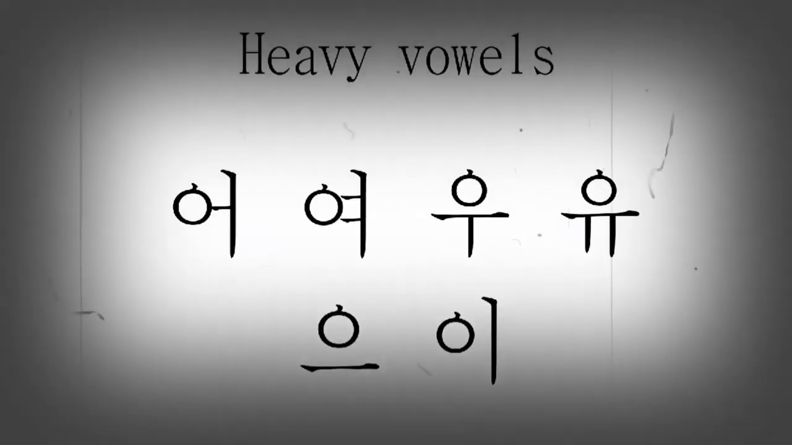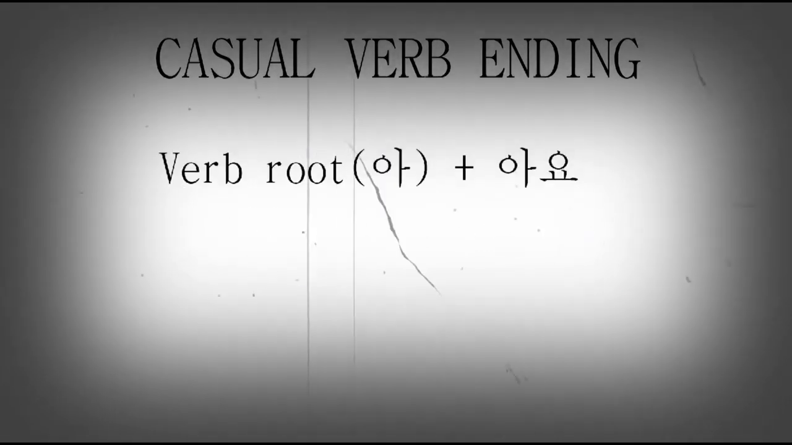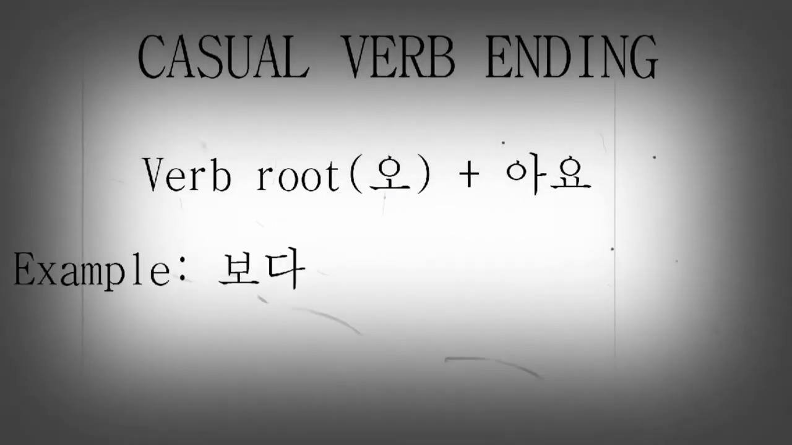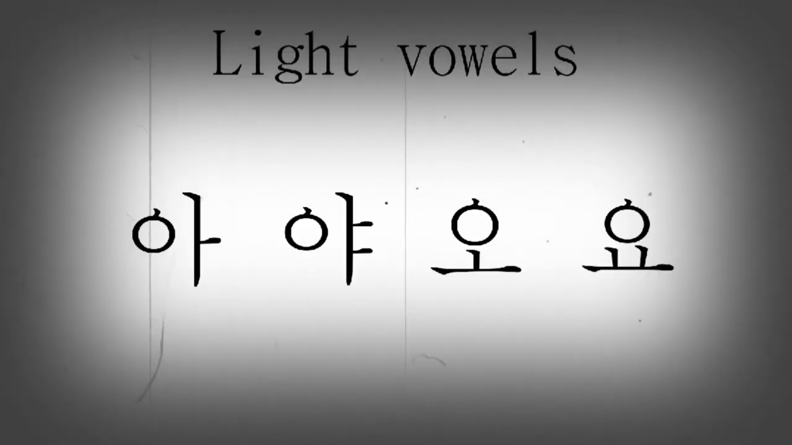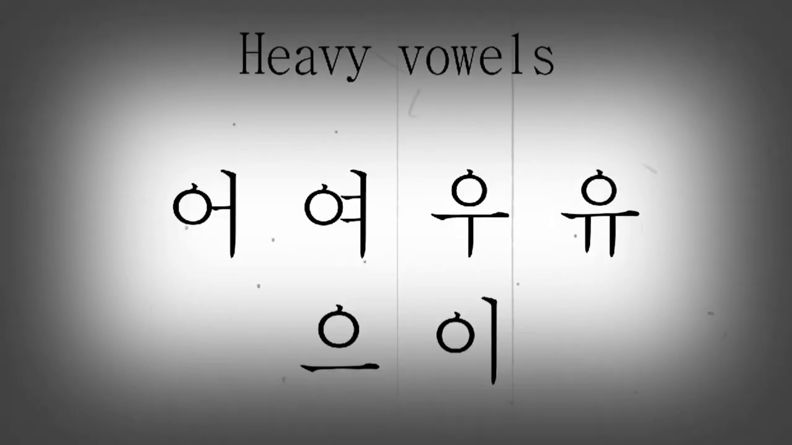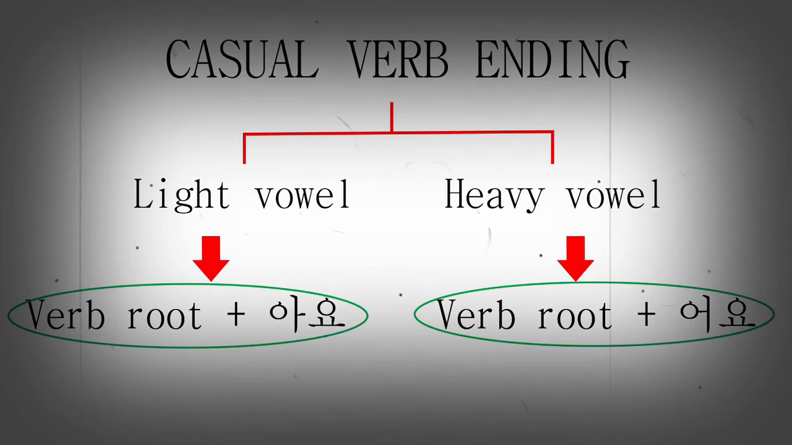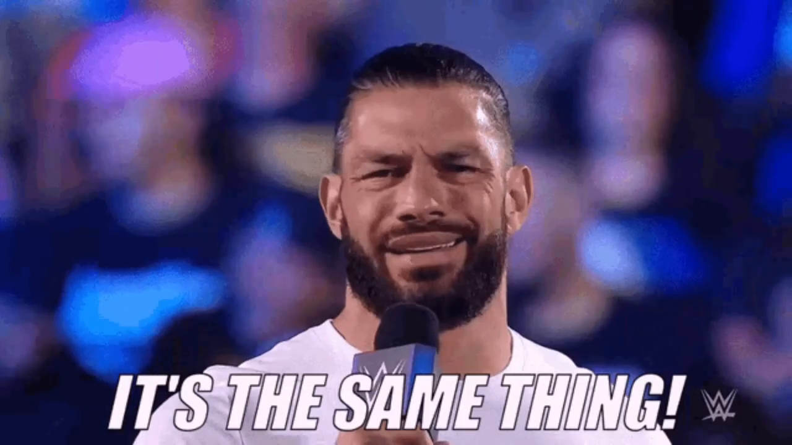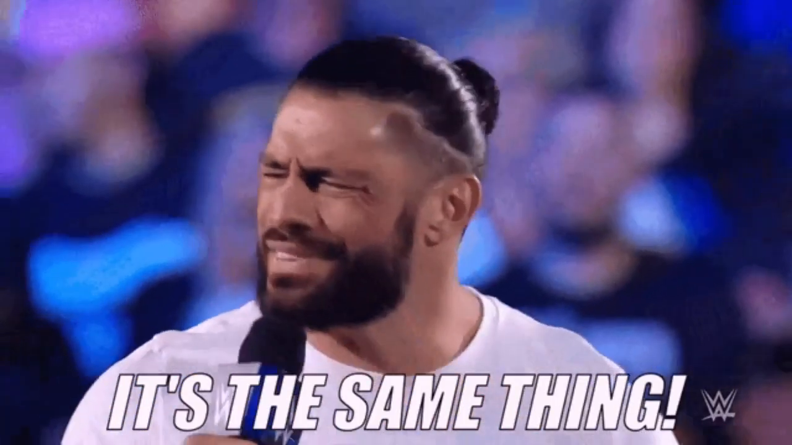If you recall, in earlier lessons we divided the vowels into two categories, light vowels and heavy vowels. Light vowels are a, ya, o, yo, and heavy vowels are o, yo, u, e. We also learned that while using verbs, we check the verb root and, depending on whether it ends on a light vowel or heavy vowel, we attach a or o respectively. The same concept is followed while making past tense.